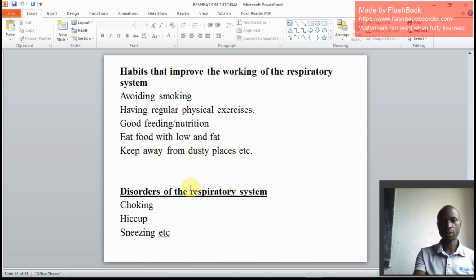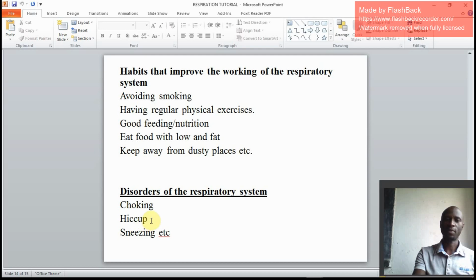Disorders of the respiratory system. Remember, a disorder is not a disease. Choking. This occurs when food tries to enter the respiratory system through the windpipe. Then we have hiccup.